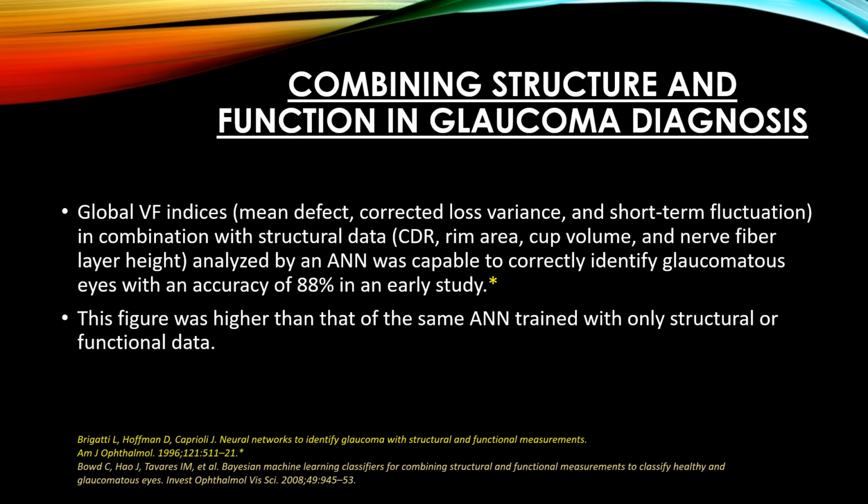Combining structure and function in glaucoma diagnosis is very important. The global visual field indices, like the mean defect, the corrected loss variance, and short-term fluctuation, in combination with the structural data like cup disc ratio, rim area, cup volume, and nerve fiber layer height, analyzed by an artificial neural network, were capable of correctly identifying glaucomatous eyes with an accuracy of 88% in an earlier study. This figure was higher than that of the same artificial neural network trained with either only structural or only functional data. So when we take into account both structural and functional parameters, we are able to come up with a stronger glaucoma diagnosis than having either of them alone.